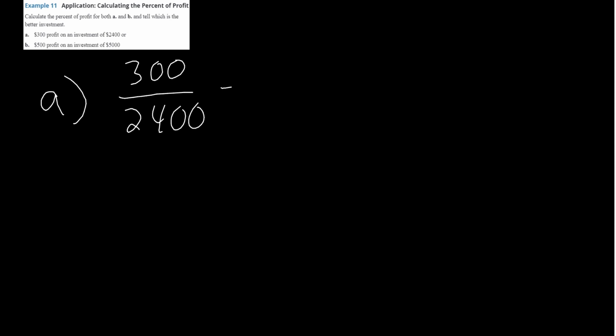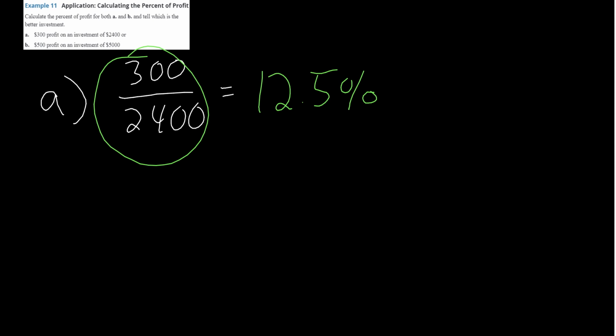Example 11: calculate the percent of profit for both A and B and tell which is the better investment. A is $300 profit on an investment of $2,400, which is 1/8, and 1/8 is 12.5%. Again, just put that in the calculator. You'll get 0.125, and you can convert that to a percentage as we saw at the beginning of this section.